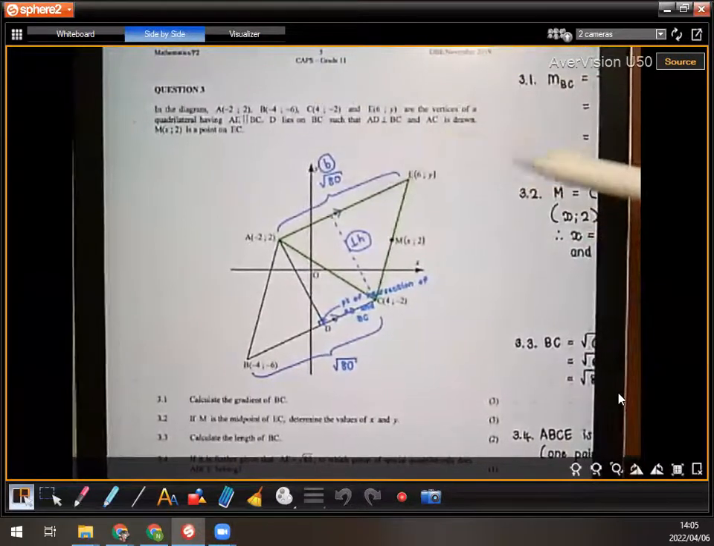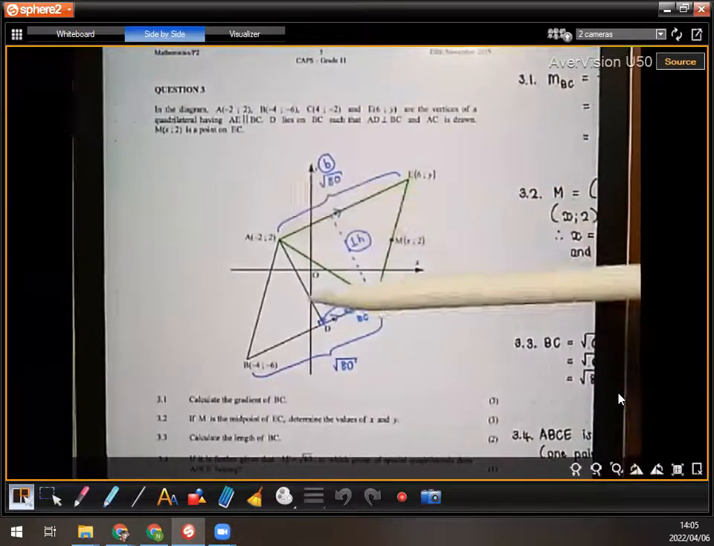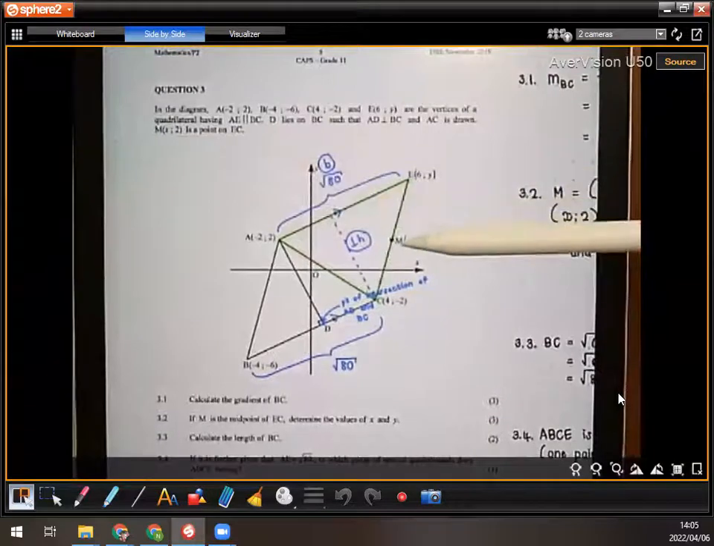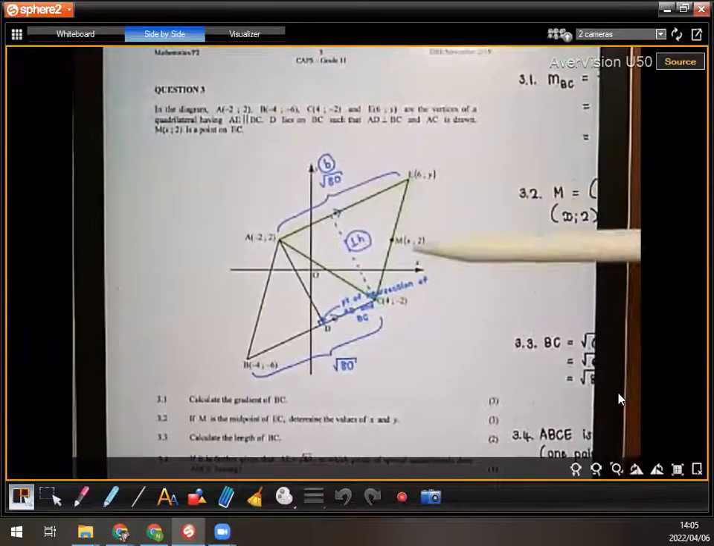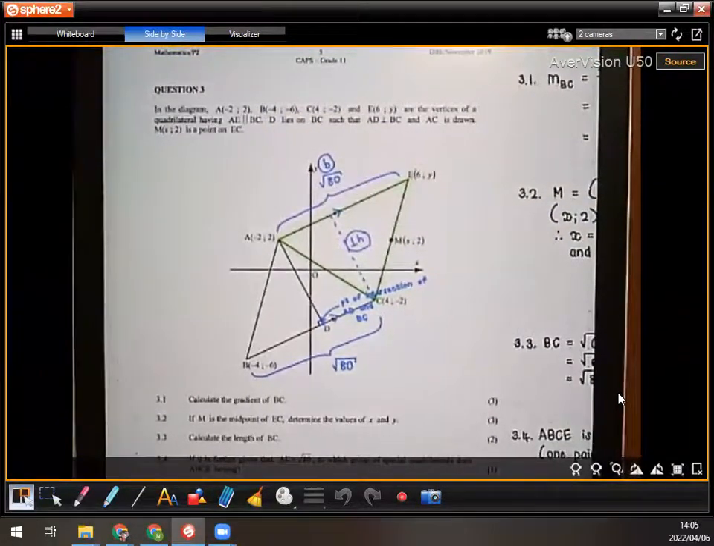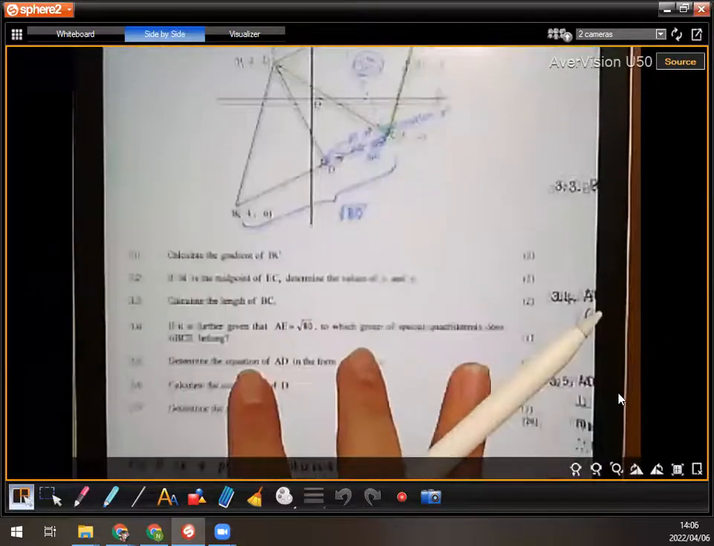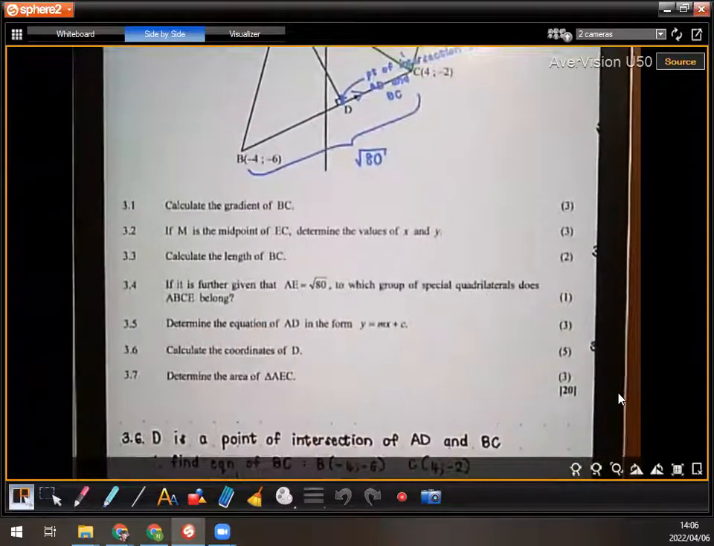They're just giving some other information that was given on the picture. They're saying M, which is x2, is a point on the EC. We can see that there. Now guys, this is what I'm talking about. The first couple of questions are always easy marks.